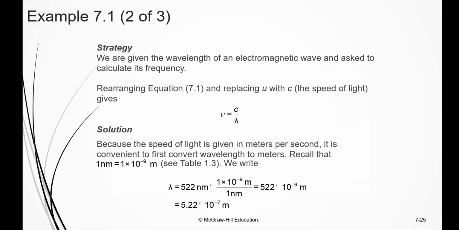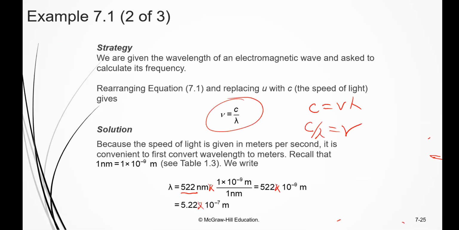Once we've set up that equation correctly, we can manipulate it over to v equals c over lambda, right? So that was c equals v lambda, and we just moved our lambda over to solve for our frequency. Down here, we need to change our nanometers into meters, so we need to multiply. We get 522 times 10 to the negative 9, which is that in our meters.